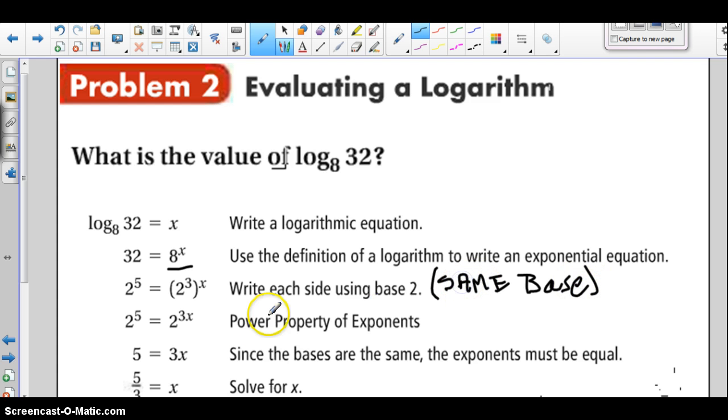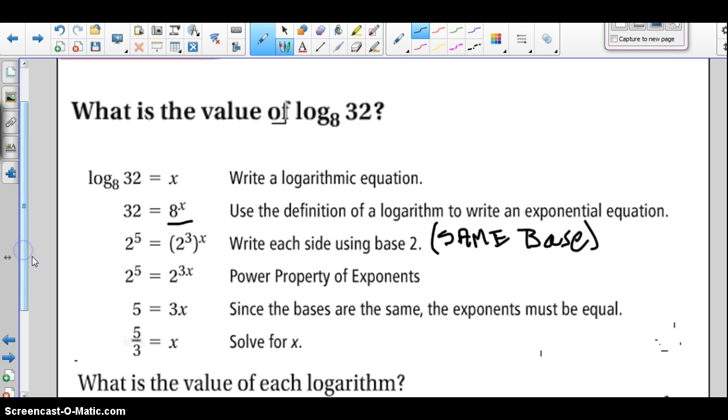If they have the same base, like they do right here, the power property of exponents allows you to say if the bases are the same, we can set the exponents equal to each other and solve for x. As long as the bases are the same, the exponents are the same. So now that they rewrote this as 2 to the 5th, which is 32, and 2 to the 3rd, which is 8, they went ahead and dropped the bases and just set the exponents equal to each other, and then solved for x. Divided both sides by 3, and there is your value for x.